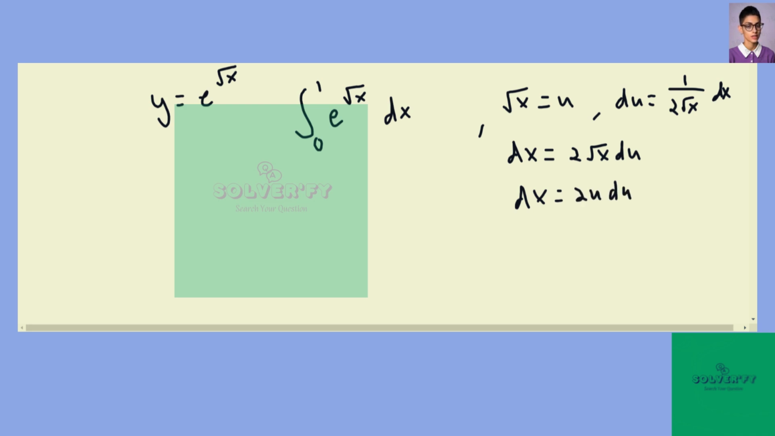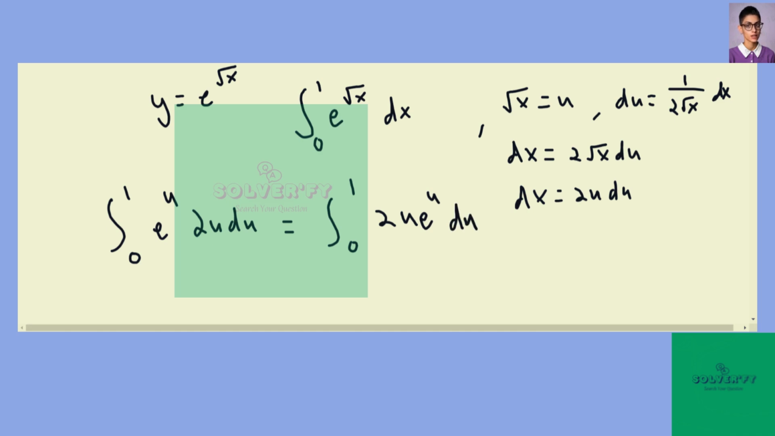All right, and then if we go and substitute those values in, we'd have the integral from 0 to 1 of e^u 2u du, which is equal to the integral from 0 to 1 of 2u e^u du. Okay, now this is actually interesting.